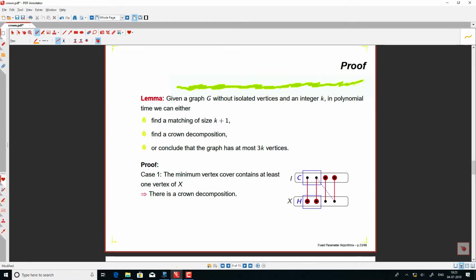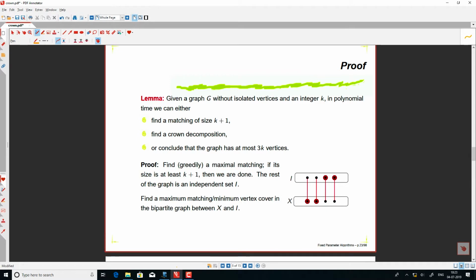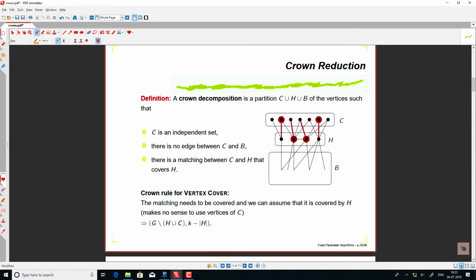Now, the third property is that C doesn't see anybody else outside. Yes, this is the picture of the crown: there is C, H, B, and C should not see anything in B. How do I show that?